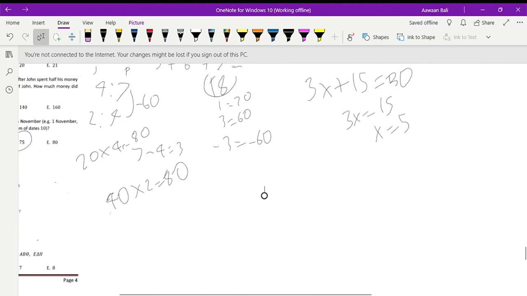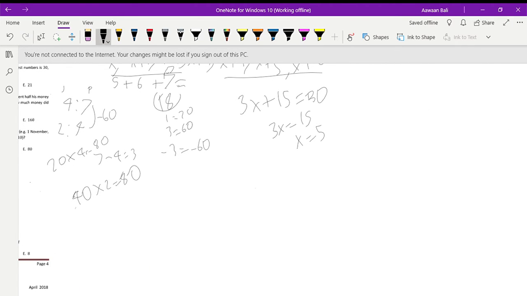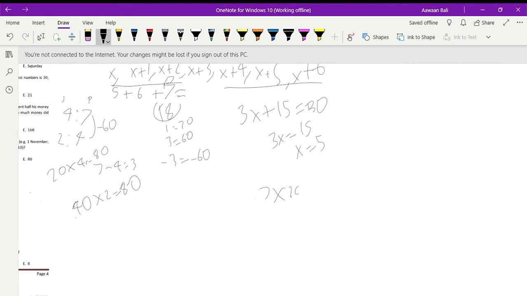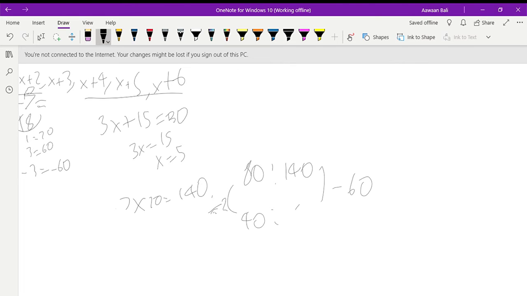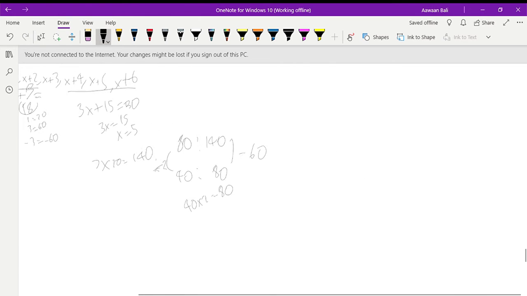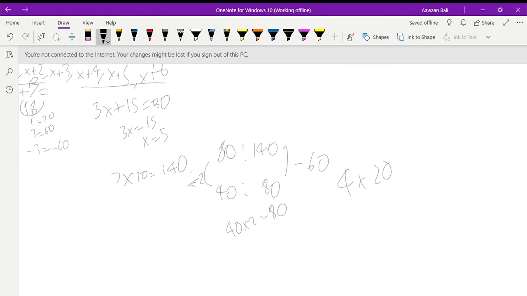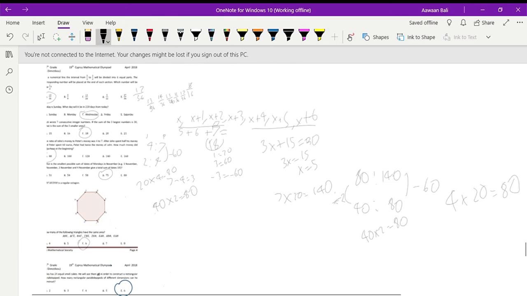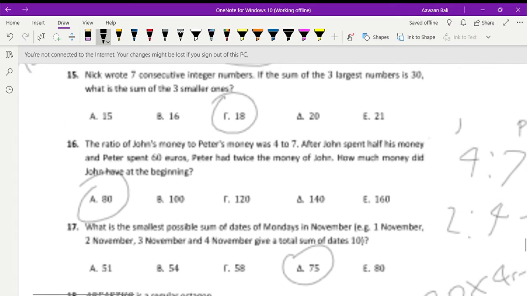Let me write down the check method here. 7 times 20 is 140. 80 divided by 2, that's 40. It's still there, you see? Then minus 60, it's 80. 40 times 2 is 80. And also, 4 times 20 is 80. So that works. So again, the answer is alpha, 80 euro.